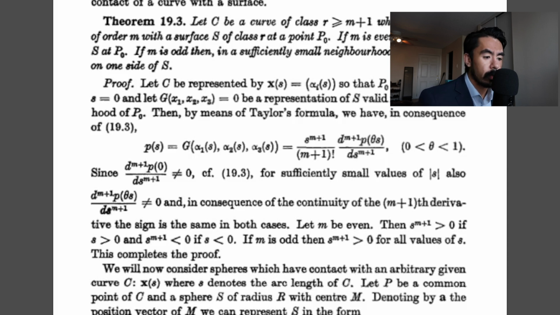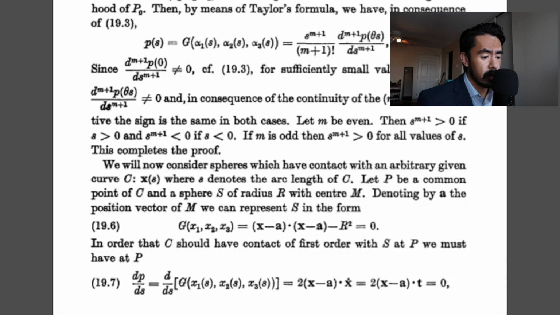Now, we're going to split this and say, let m be even. Then s to the m plus 1 is greater than 0 if s is greater than 0, and s to the power of m plus 1 is less than 0 if s is less than 0. Now, the other side of splitting it off, if m is odd, then s to the power of m plus 1 is greater than 0 for all values of s. And that completes the proof.